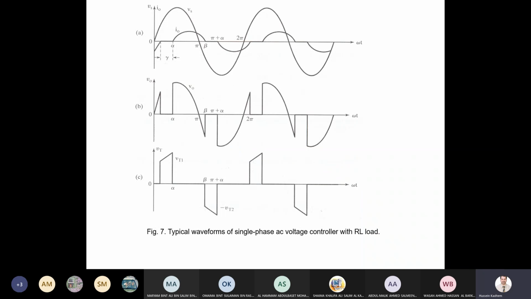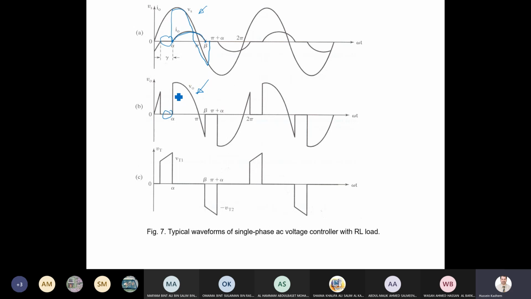Now let me see the waveforms here. Vs is the sinusoidal input voltage. At alpha, the thyristor will conduct. This is the current. It will stop after pi at beta. When it conducts, the voltage appears across the load. See? When it is not conducting, for example here, the voltage is 0. No voltage across the load.